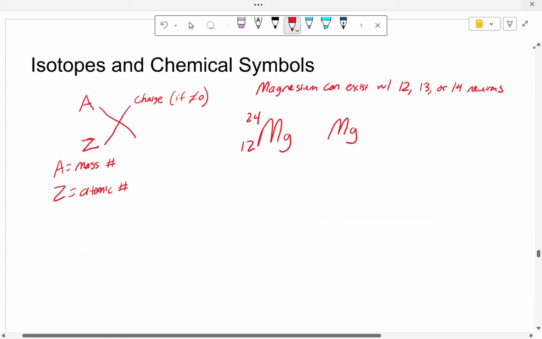But the next isotope of magnesium has 13 neutrons. So I don't change the atomic number, but the mass number is going to go up. 12 plus 13. And then the last isotope of magnesium, same atomic number, but since it has 14 neutrons, it will have a mass number of 26.